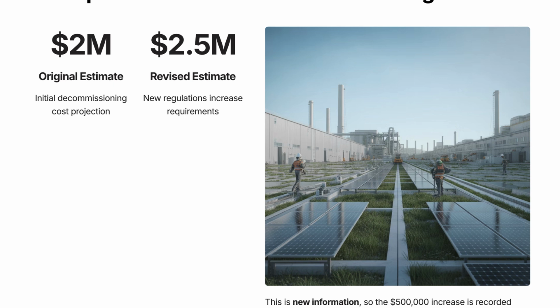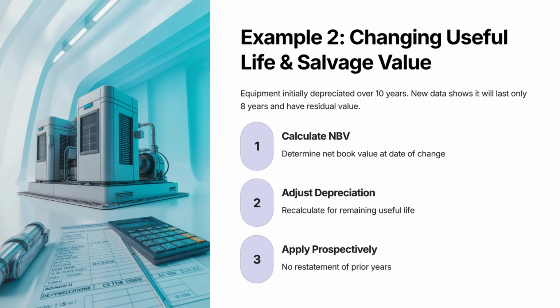A company originally estimated $2 million to decommission a site in 10 years. New regulations push that to $2.5 million. That's new information, so the increase is recorded prospectively. Equipment initially depreciated over 10 years. Later, data shows it will last only 8 years and have a residual value. So you calculate NBV at date of change. Adjust depreciation for remaining life. Apply prospectively.